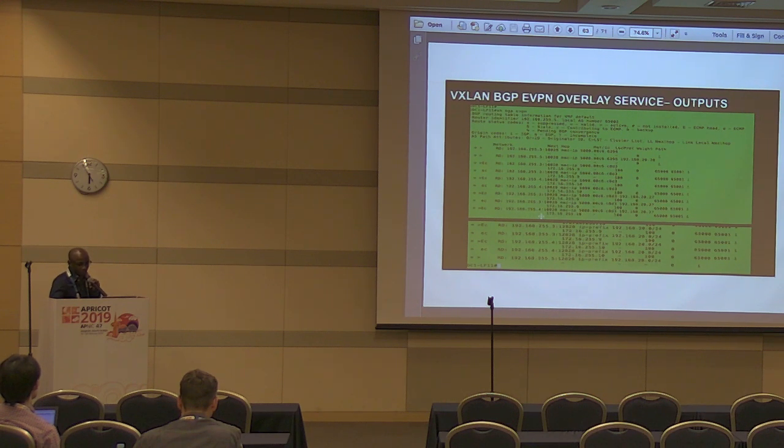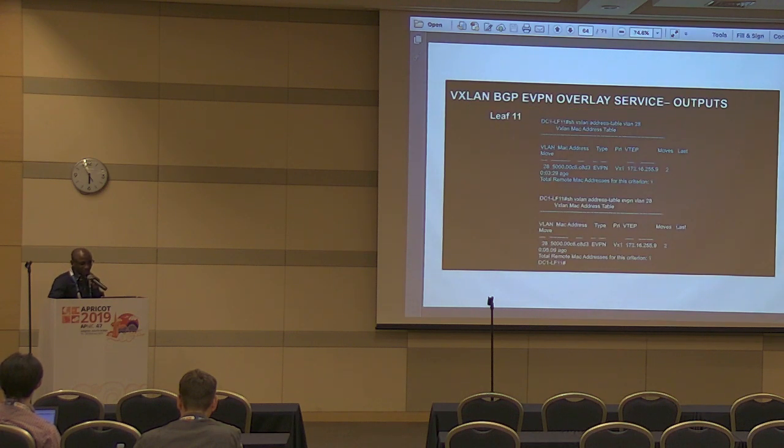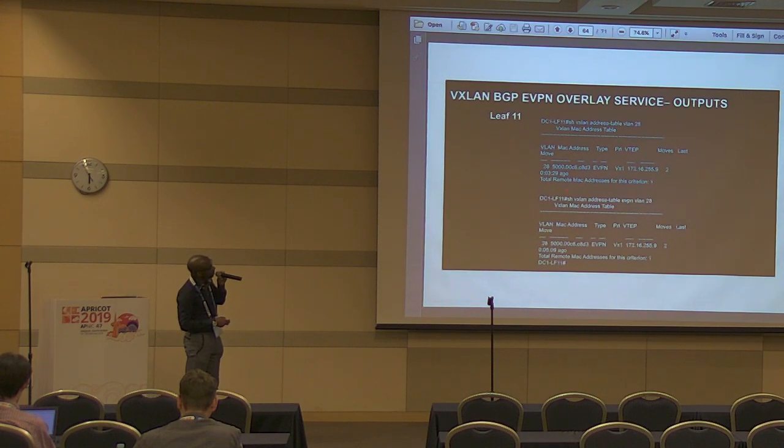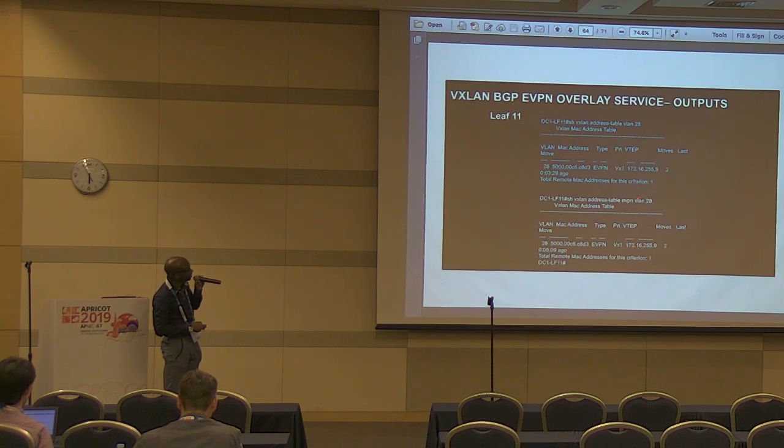And again, here is more route from the leaf perspective. To look at the MAC addresses, again, is show vxlan address-table vlan 28. So this is showing me all the remote MAC addresses, actually, that I've learned. And here again, show vxlan address-table evpn vlan 28. So it's saying this MAC address is of EVPN type, using VXLAN encapsulation in the data plane, and the remote VTEP is this one.